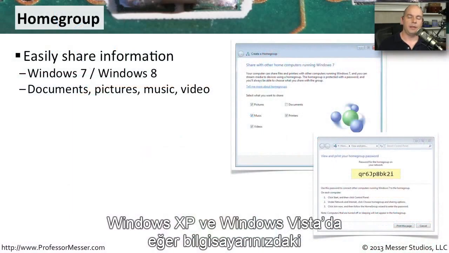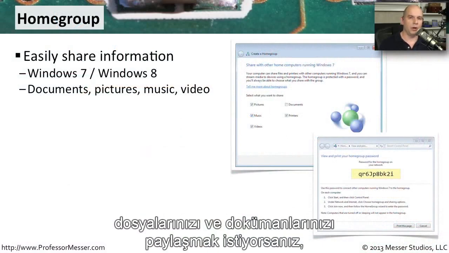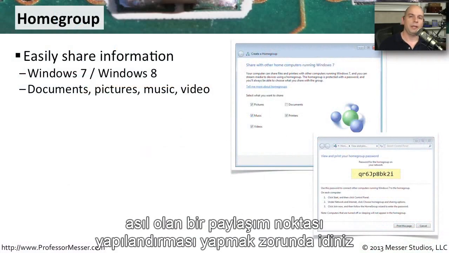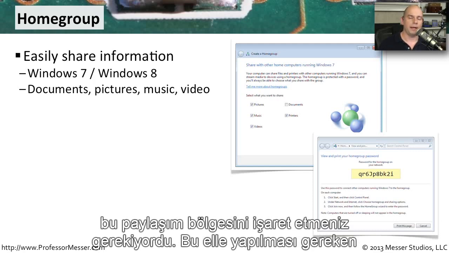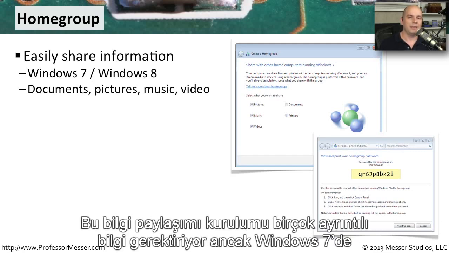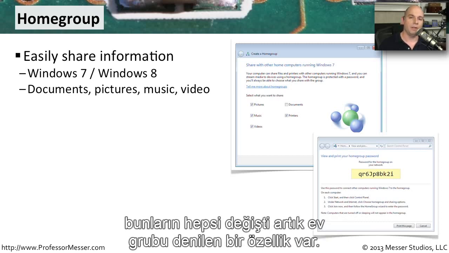In Windows XP and Windows Vista, if you wanted to share files or documents that were on your computer, you had to manually configure a SharePoint, and then you needed to go to all of the other computers in your home and point all of those back to those share locations. It was a pretty manual process. There was a lot of detail in setting up that share information. In Windows 7, all of that has changed.